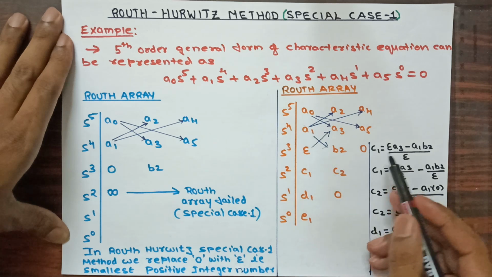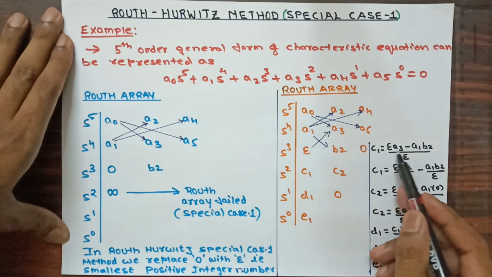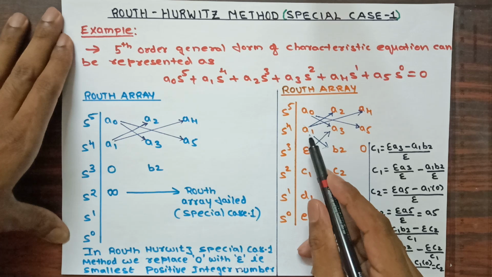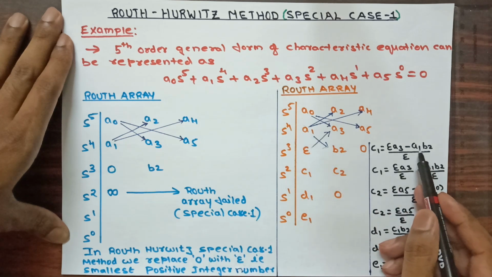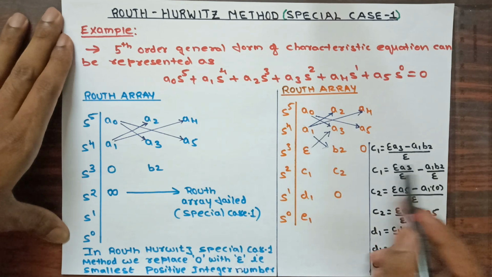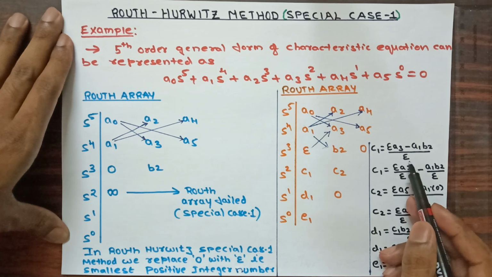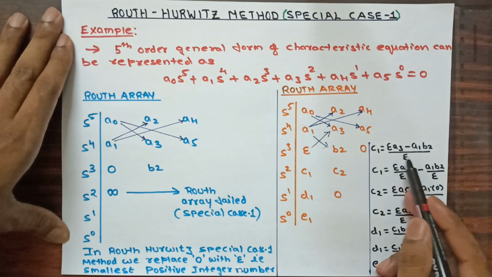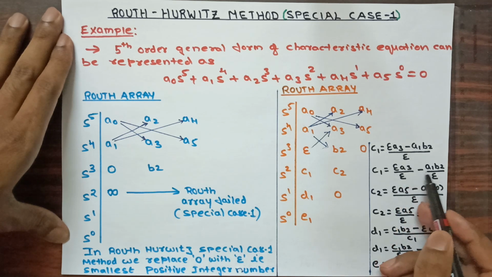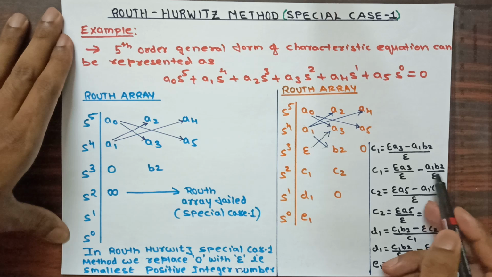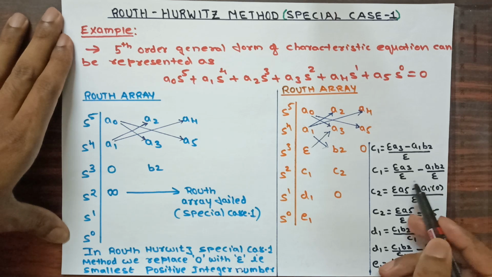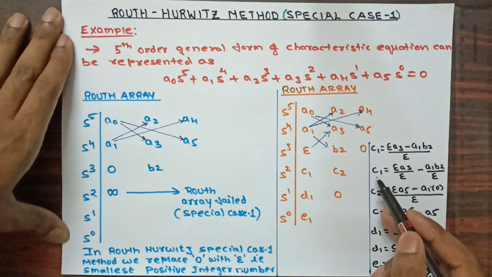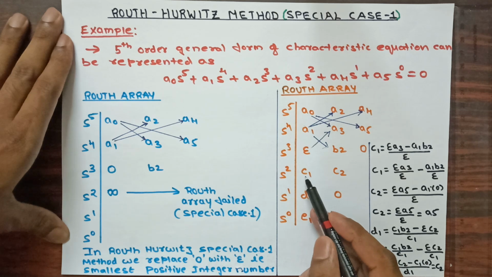You can see here epsilon into a3 minus a1 into a2, whole divided by epsilon, and I have written here epsilon. Now further this can be separated. You can see here c1 is equivalent to epsilon a3 divided by epsilon minus a1 into b2 divided by epsilon. This value I have equated with c1, I have written in the fourth row first value.